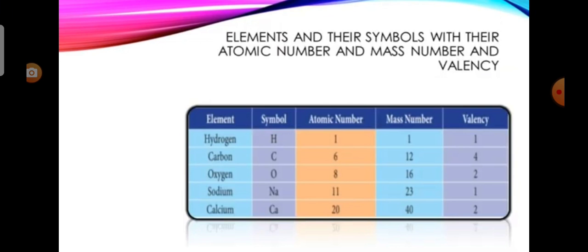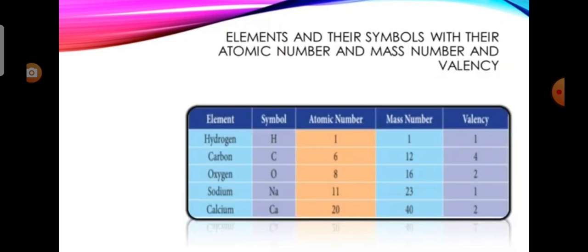Now we see the elements and their symbols with their atomic number, mass number and valency. The first one is hydrogen. The symbol is capital H. The atomic number is 1, mass number is 1, and the valency is also 1. Carbon. The symbol of carbon is capital C. Atomic number 6, mass number 12. The valency of carbon is 4.